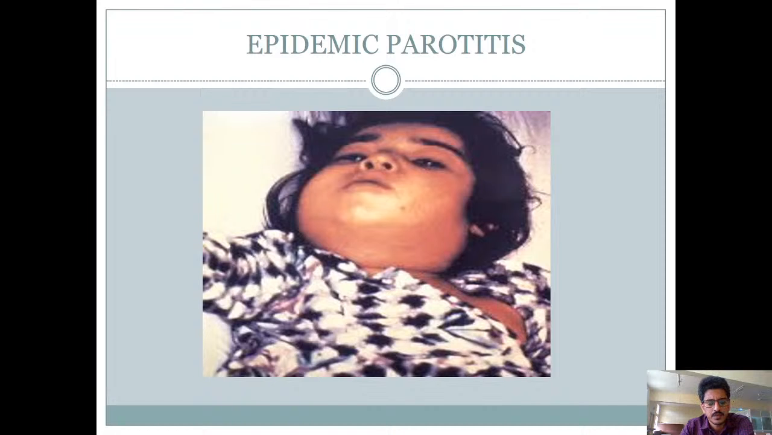Actually, this is not a mumps picture, but to show you that there is a swelling over the parotid region, I have kept this.